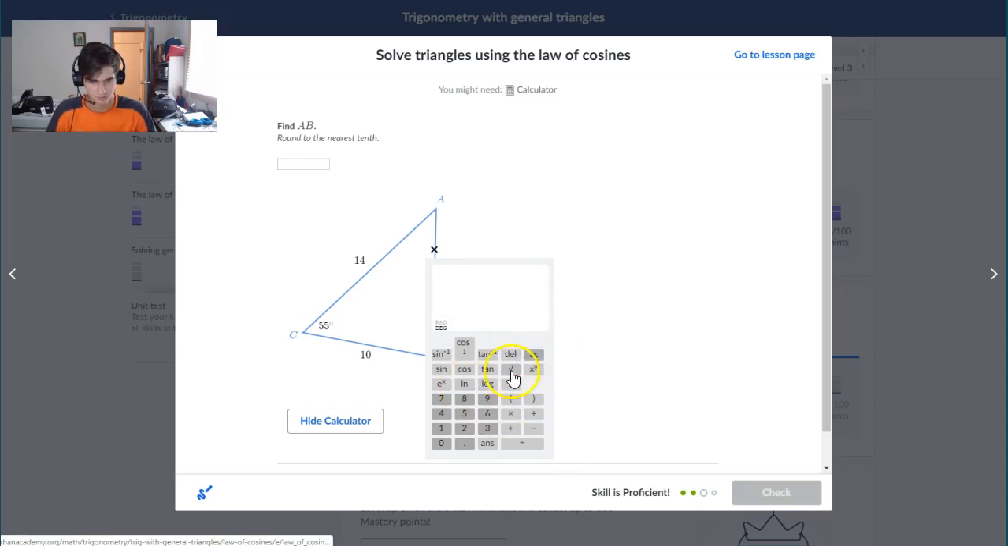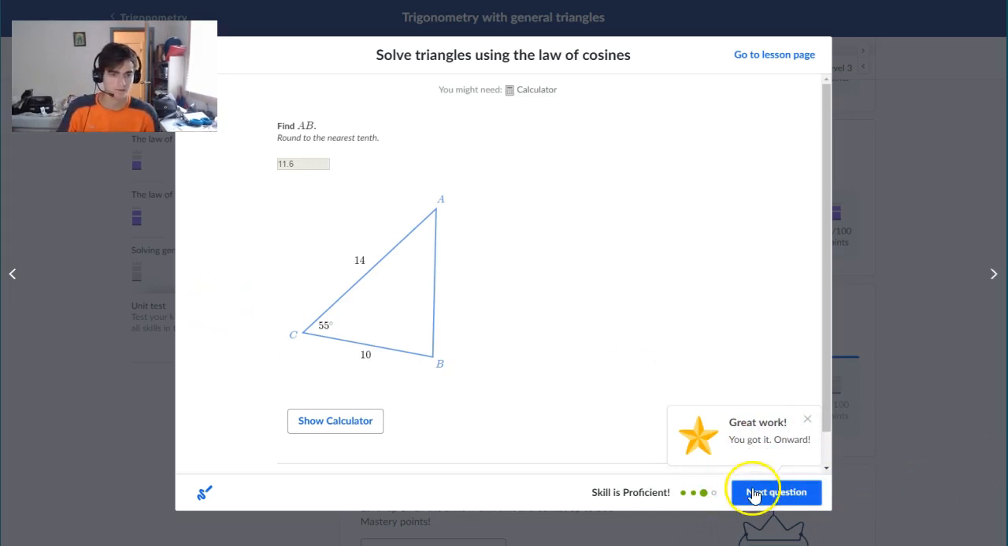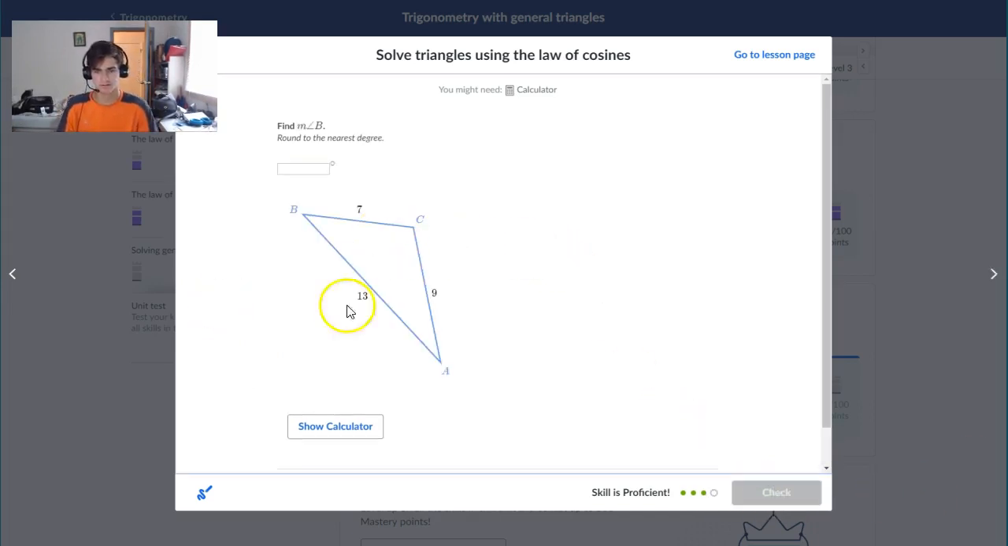So let's clear that off. Square root of 135.399. And let's see what we get. 11.636. So that means 11.6. Let's type that in and see if we got that right. And there we go. Now we have one more question to answer.